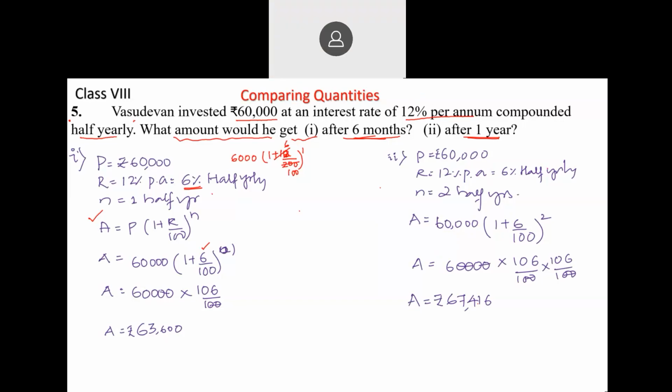Since the question is related to compound interest, half yearly is the question, no? So I have taken 6%. For half year also, there is another formula. You can use 12 by 200. Again, on simplification, we get this 6 by 100 only.